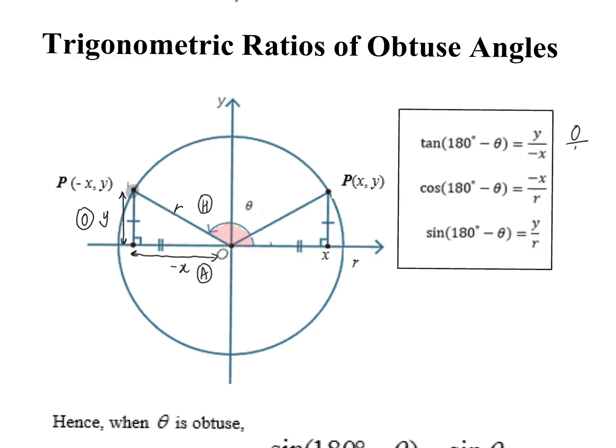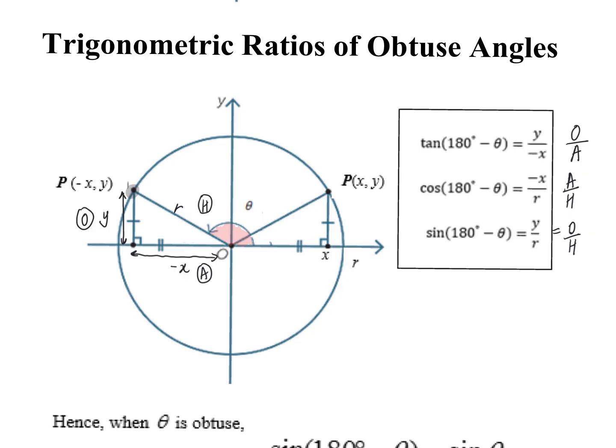O over A. So my O, no problem, is still Y, but my A is negative X. Can you see that my ratio becomes negative for tangent already in the second quadrant? Okay, and then cosine is A over H, so my ratio becomes minus X over R. So again, the ratio is negative now. Then my very last one is sine, which is O over H. Can you see that the ratio is Y over R?